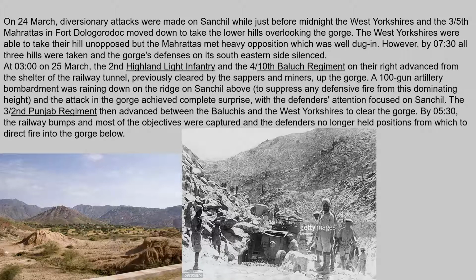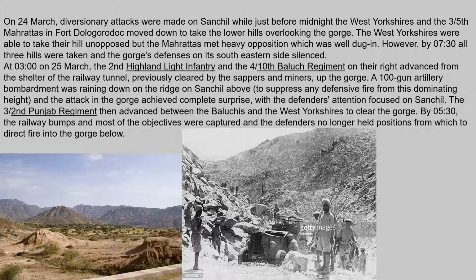At 0300 on the 25th of March, the 2nd Highland Light Infantry and the 4/10th Baluchi Regiment on their right advanced from the shelter of the railway tunnel previously cleared by the sappers and miners up the gorge. A 100-gun artillery bombardment was rained down on the ridge on Sanchil above to suppress any defensive fire from this dominating height, and the attack in the gorge achieved complete surprise.